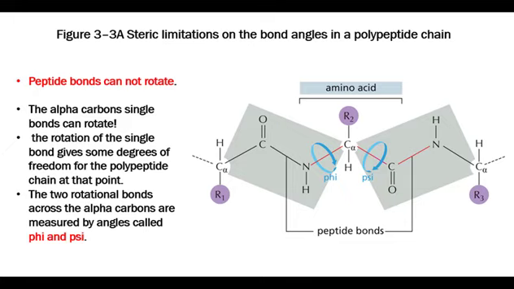Phi is the angle of rotation around the bond between the nitrogen and the alpha carbon. Psi is the rotation around the bond between the alpha carbon and the carboxyl carbon. Got it. And these two angles, for every single amino acid, essentially define the conformation of the protein backbone. They dictate how it can bend and fold into its final 3D shape.